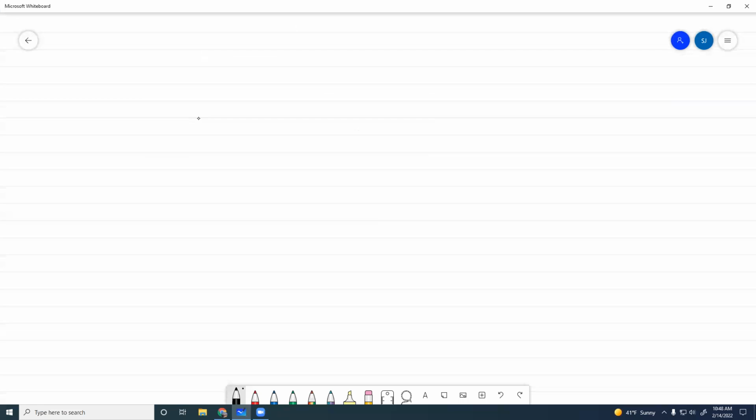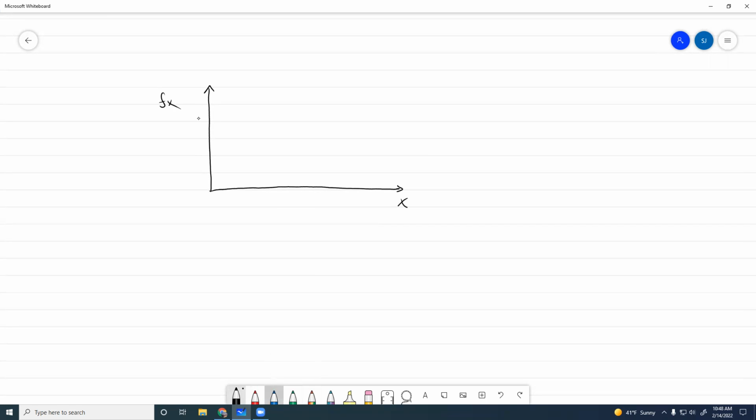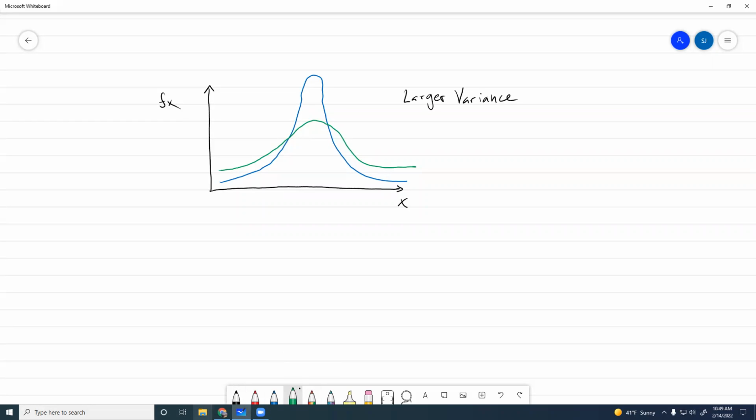All right, last thing we'll do, the 2 minutes that we have, let's just look at a couple different distributions and talk about their standard deviations or their variance. So we'll do distribution number 1, which looks like this. And then distribution number 2, which looks like this. Which one has a larger variance? And why do you say the green one has a larger variance?